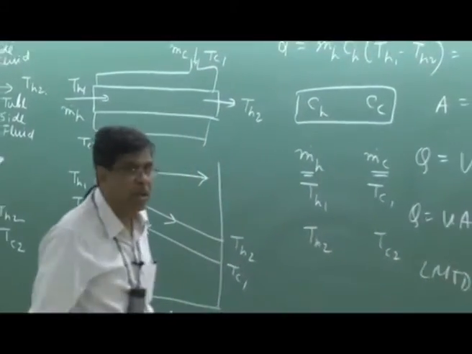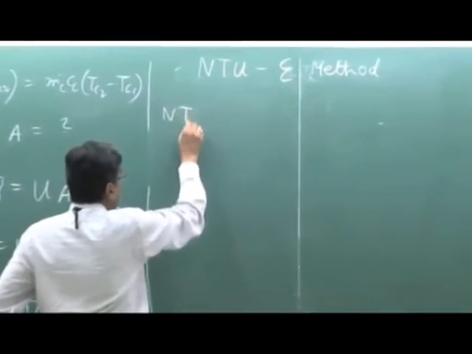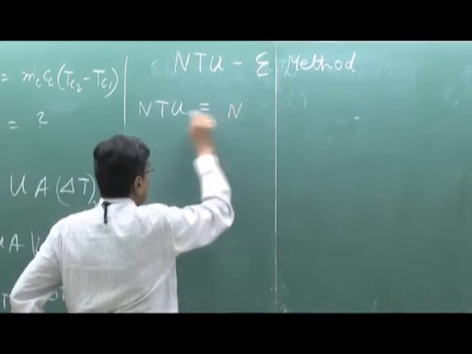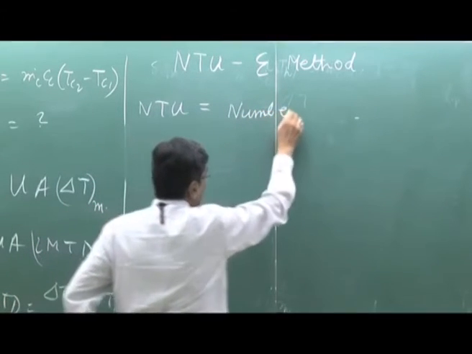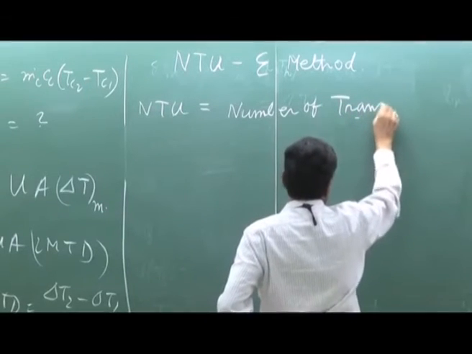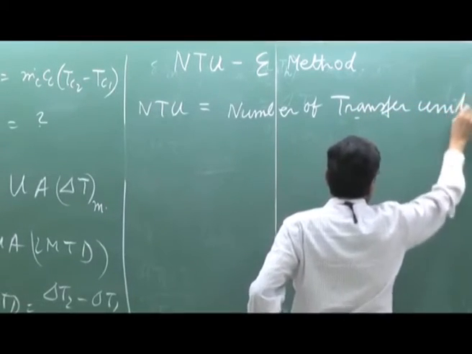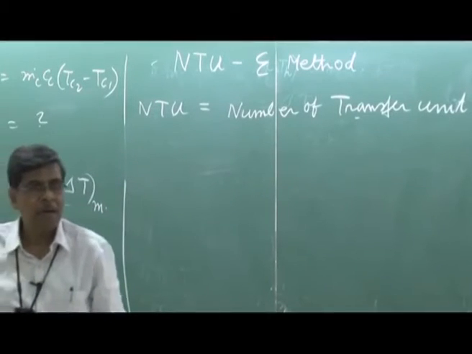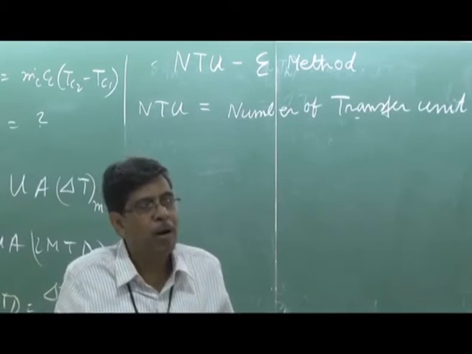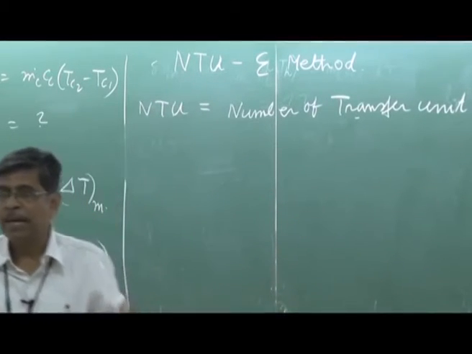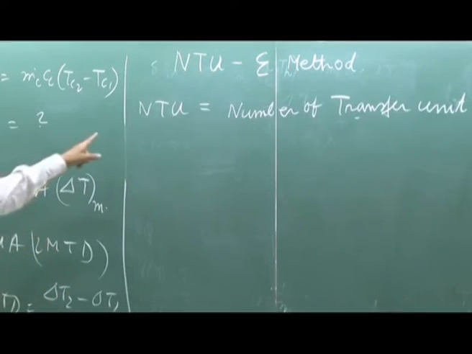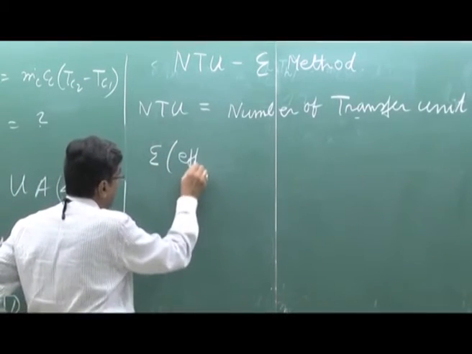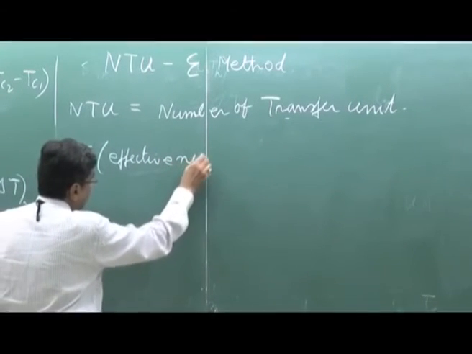Now the NTU epsilon method. Now what is NTU? I will tell you afterwards when it comes in the course of deduction, but now you know the meaning of NTU. It is an abbreviation: number of transfer units. I will come to this afterwards, because if I write the NTU expression now, like Nusselt number hD by k, you will be nowhere. Automatically in the course of deduction a term will come which is a non-dimensional term known as number of transfer units. Epsilon is known as effectiveness, which is also a non-dimensional term.